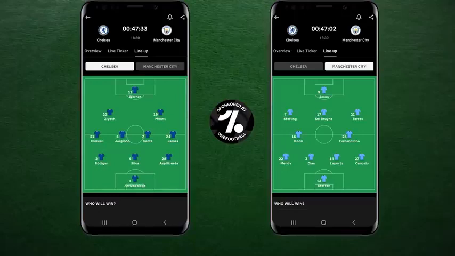Let's take a look. Let's first look at the formations, with Pep opting for a rarely used 4-2-3-1 whilst Tuchel stuck to his 3-4-3.